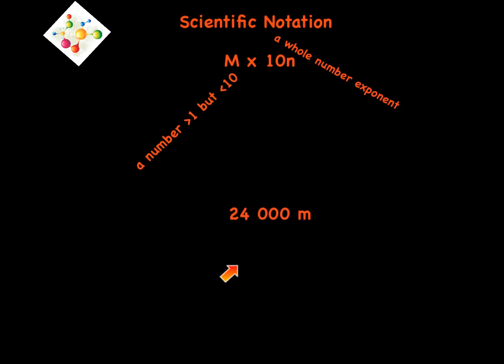If we wanted to express this measurement, 24,000 meters, in scientific notation, and we know there's a presumed decimal right there, we would move that decimal 4 places to the left. Now we have our value for m as being a number greater than 1 but less than 10. And since we moved our decimal 4 places to the left, our exponent then is 4.